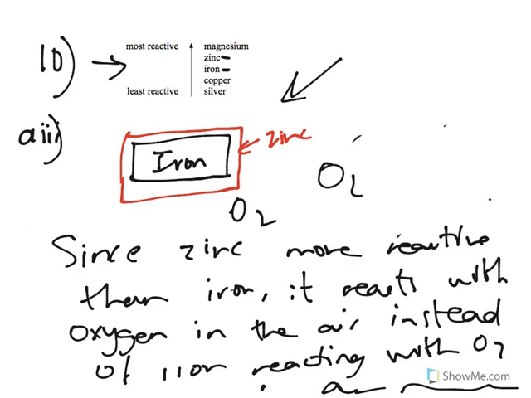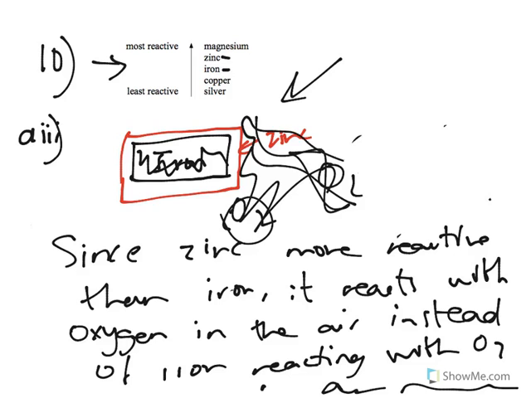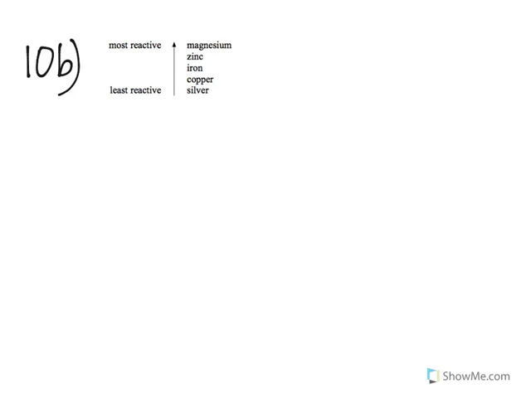So if there's oxygen in the atmosphere, instead of this iron here, which is less reactive, reacting with the oxygen, the zinc will just react with the oxygen, and it'll just keep reacting with the oxygen, and at the end of it there will be a layer of zinc on the top, which prevents any iron in the middle from reacting in the future.